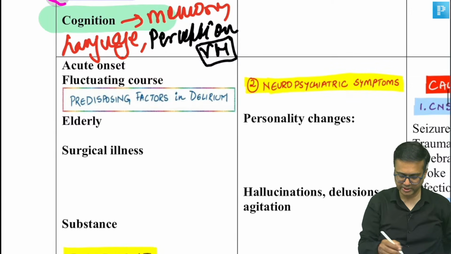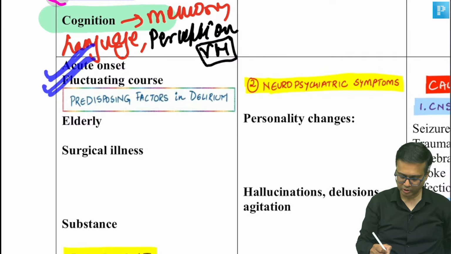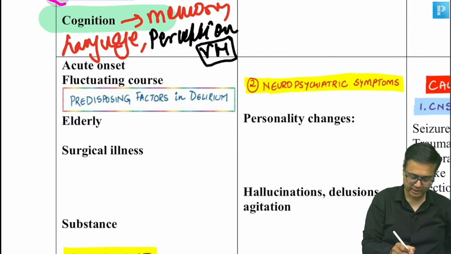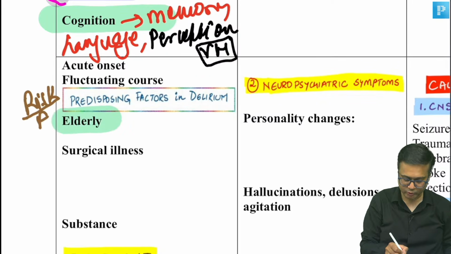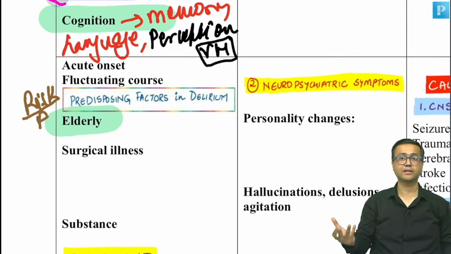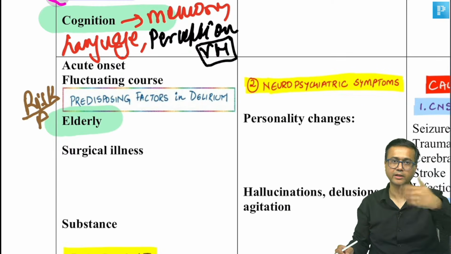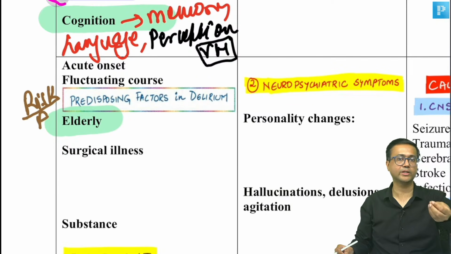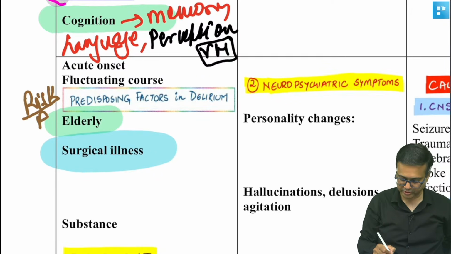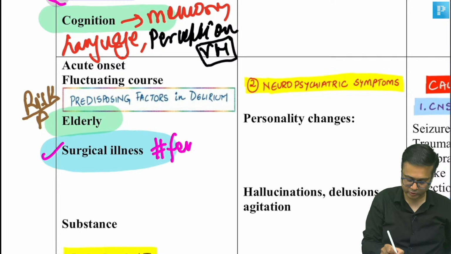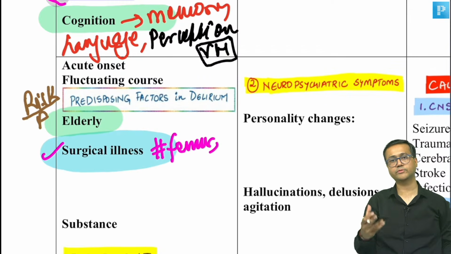See, as we have discussed, it has acute onset, fluctuating course. Also sometimes you will see some risk factors or some predisposing factors may be given in the question. For example, they may tell you that the patient is elderly. Of course, it can occur in young also, but more in the elderly. The risk is more in elderly. Very important, they may tell you in the question that a person is having some surgical illness. For example, they may tell you that there is a fracture femur. You know, in fracture femur, we know that there is heavy blood loss.